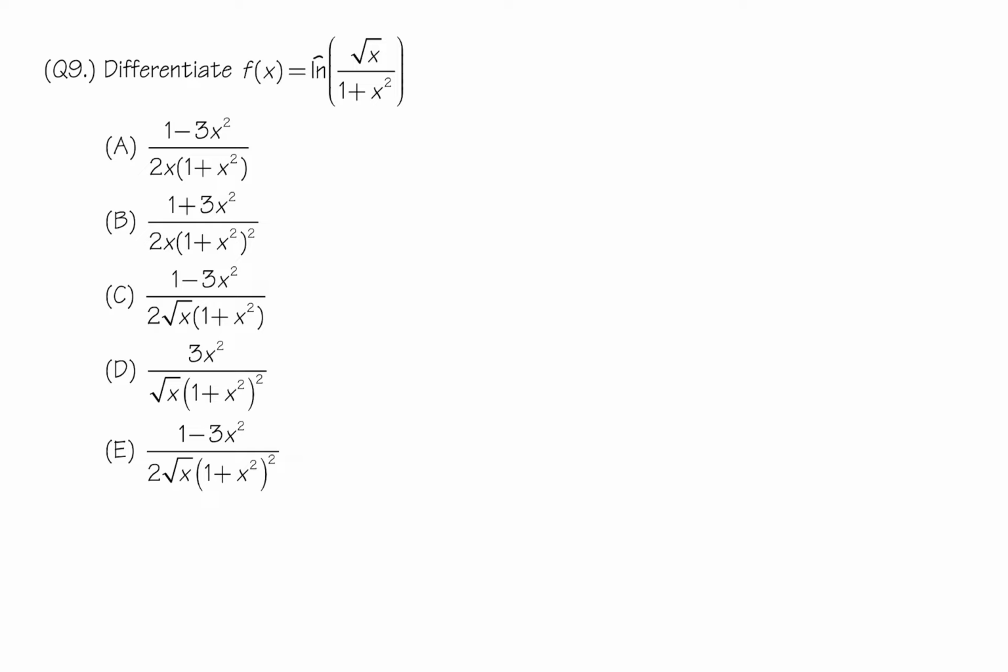What can we do when there's a natural log? Well, we can use the log property. Again, if we can use algebra first before calculus, then that's much better. So, in fact, we can do the same. ln of a quotient is the same as ln of the top, which is the square root of x, minus ln of the bottom, which is 1 plus x squared. This is just the log property that we're using.